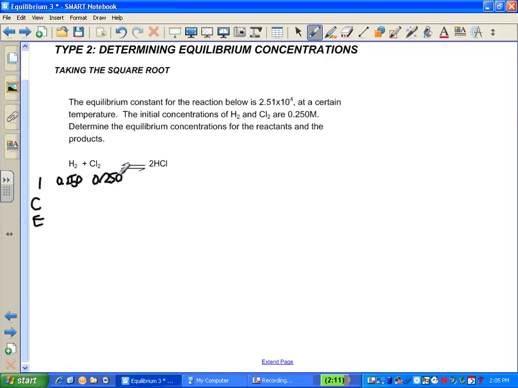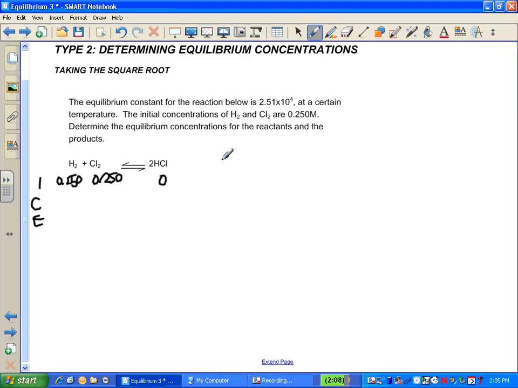There is no information about the HCl, so we know that the concentration of the HCl must be 0. In this type of problem, there is no information about the equilibrium concentrations given in the question. That's what we're trying to determine. The change row will follow the same process as before. We'll put the changes in terms of x.